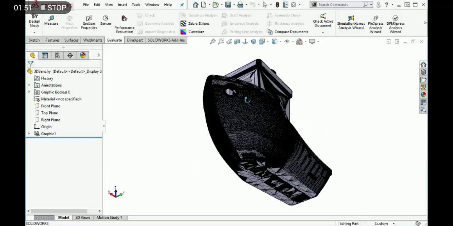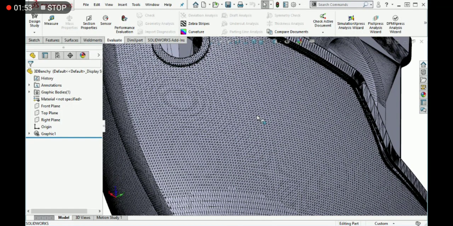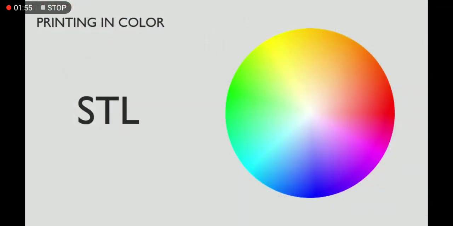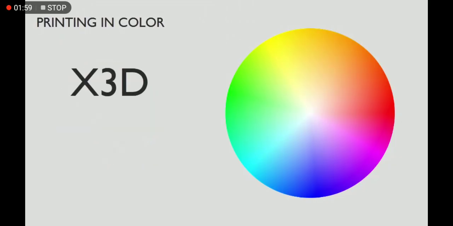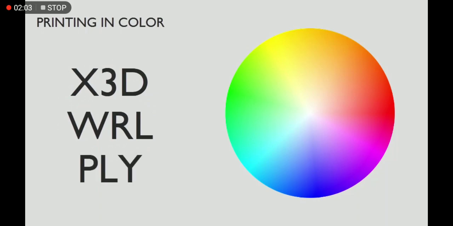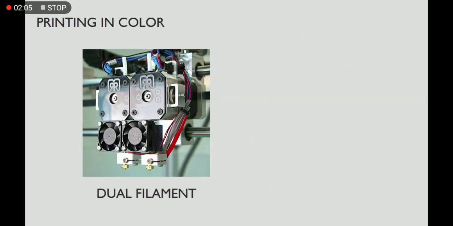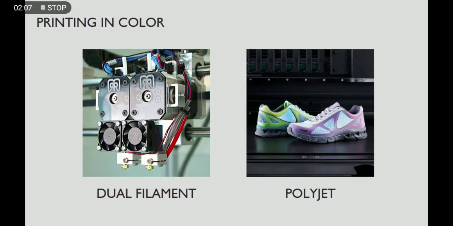Look for X3D, WRL, or Ply file types to print in full color. Note that you'll need a dual filament or PolyJet printer to print multicolored prints. I'll be focusing on single color FDM prints for the remainder of this course, but the lessons would apply to multicolor FDM prints as well.